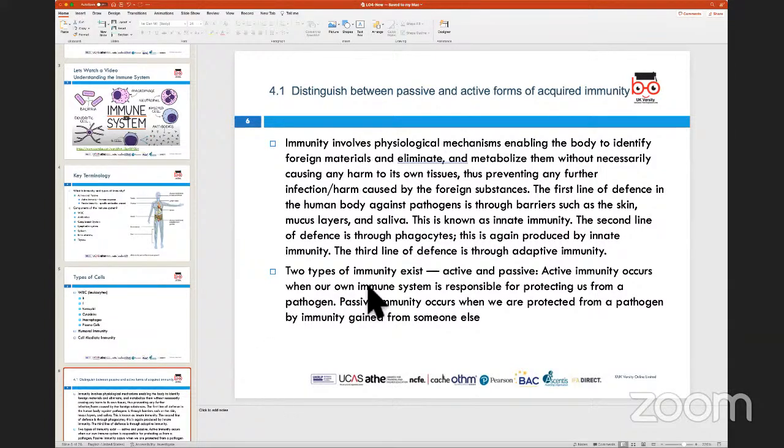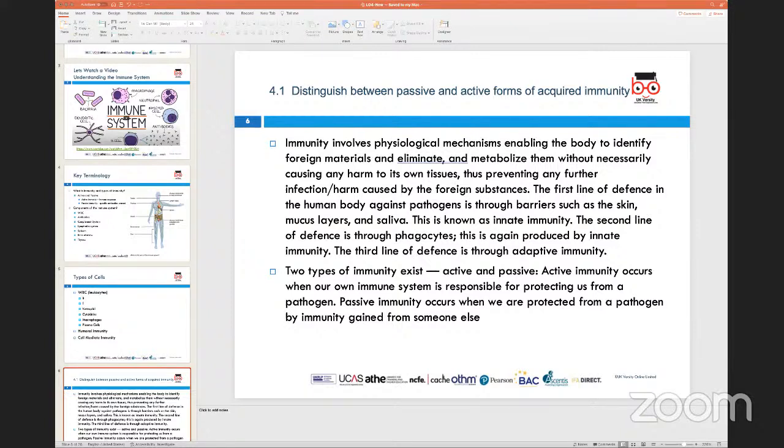So the first thing that we'll go into is how you differentiate between passive and active forms of acquired immunity. Now, we discussed immunity and different types of immunity yesterday. If you recall, we talked about three different types. The first was the innate immune system, which is the non-specific physical barriers that the human body presents to fight the pathogen, and it is generally with you from birth.